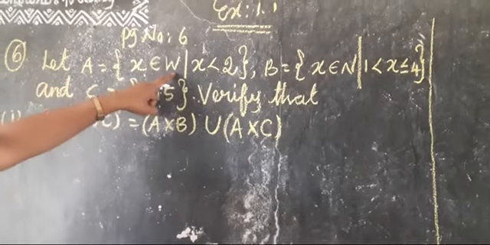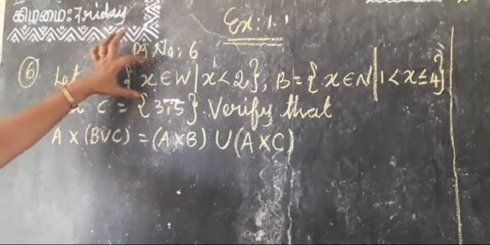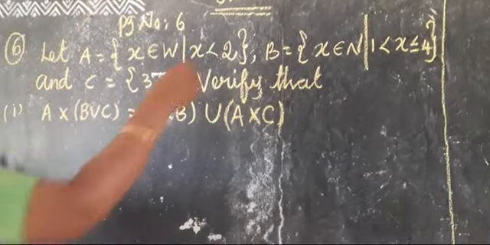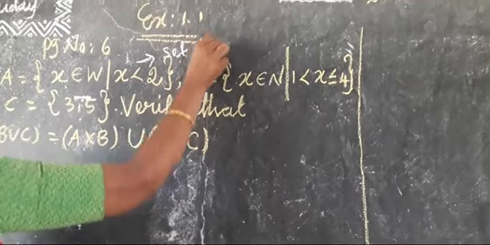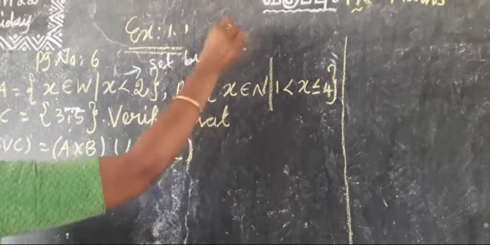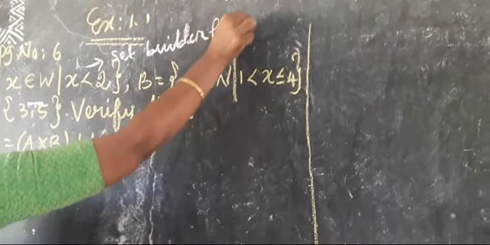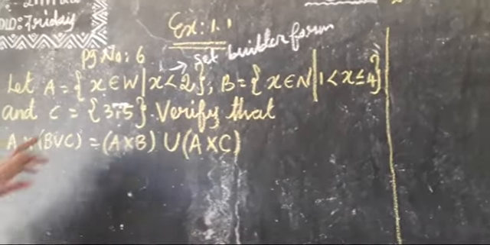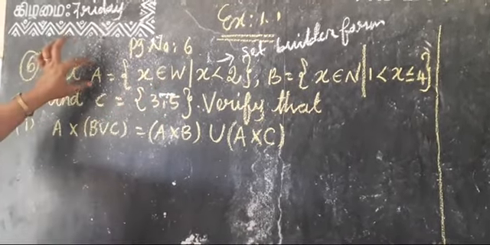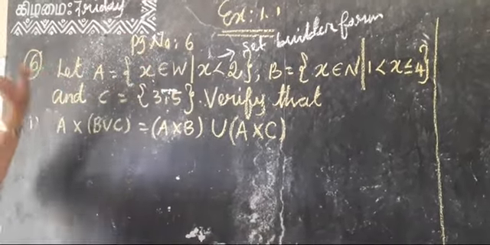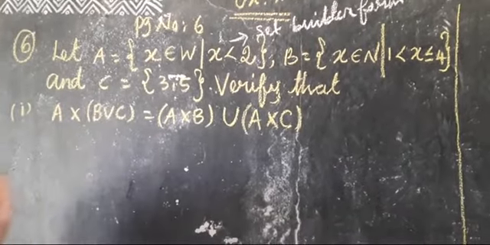A set is given by some rule. This is the set builder form. Already you have studied set builder form. So if we want to write the answer, first of all we write the roster form. A set is given in set builder form, so you want to write the A set elements in roster form.